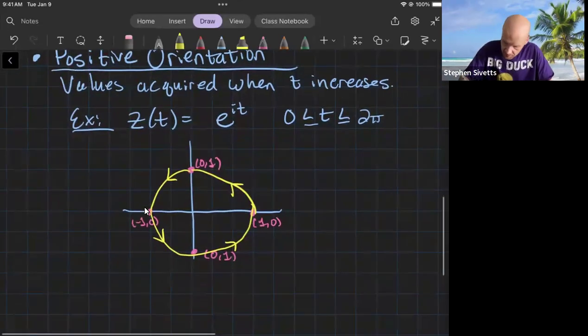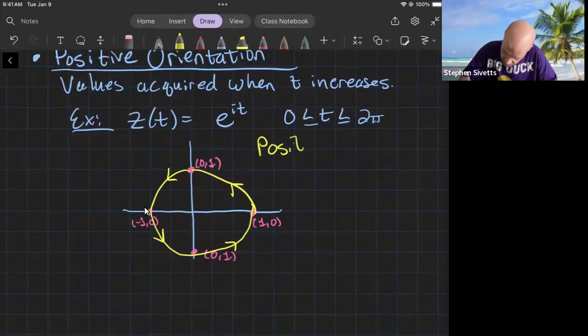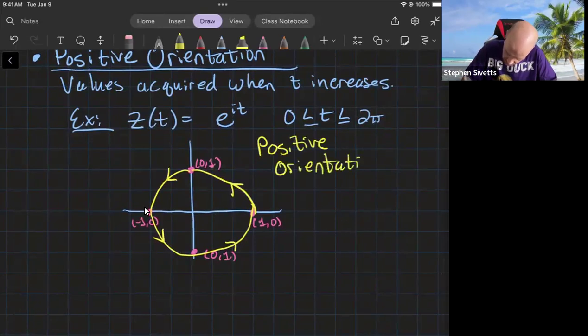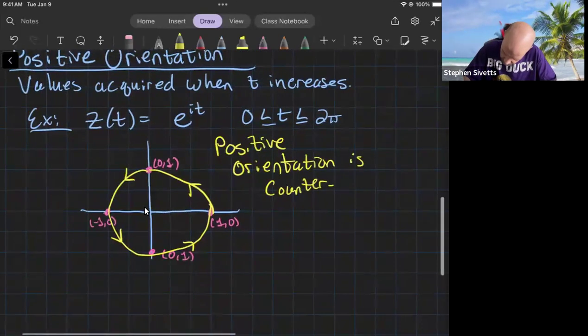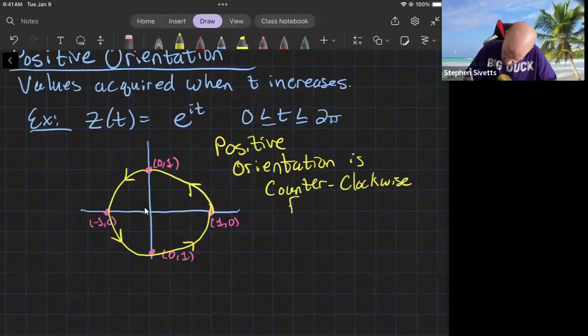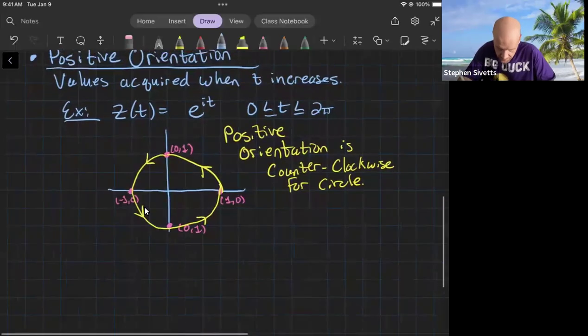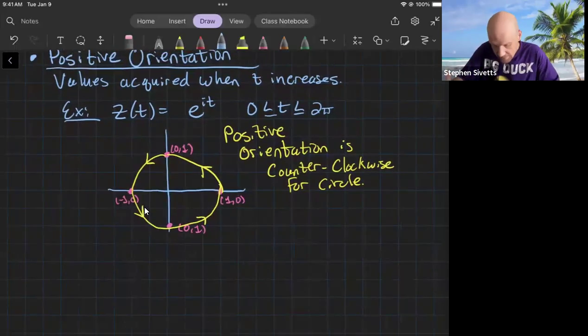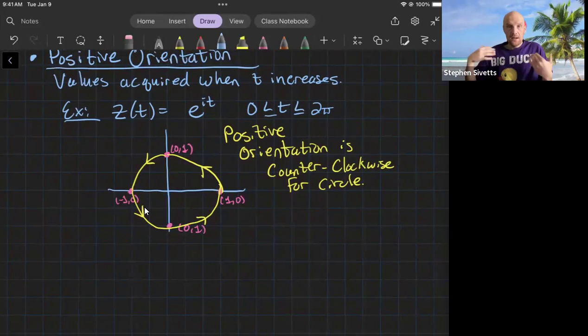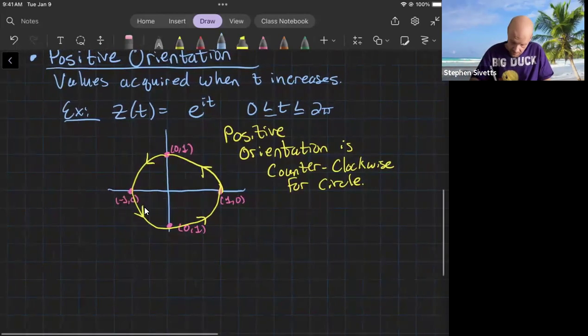So the positive orientation is counterclockwise for a circle. Okay? So that's what's called positive orientation. It's the way that the curve is traveling when t is increasing.